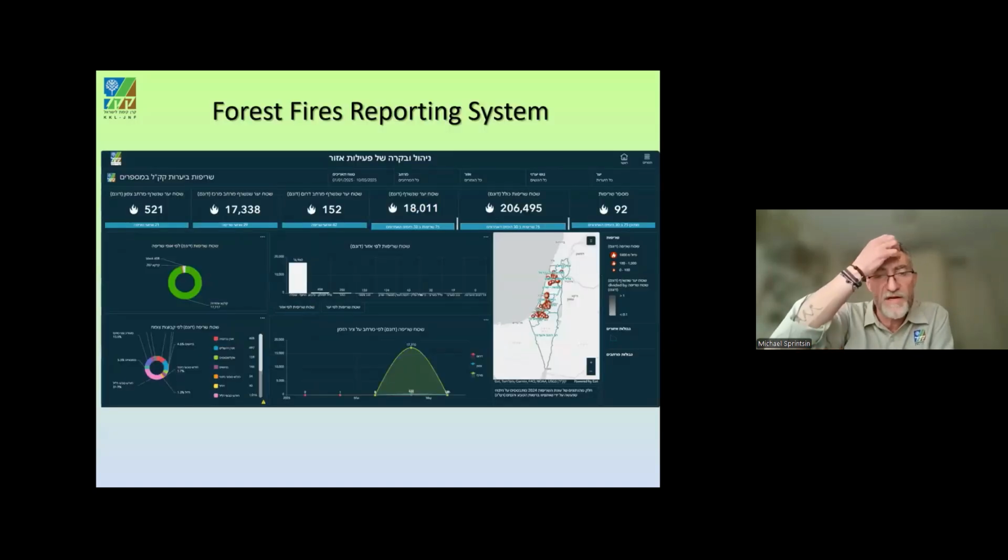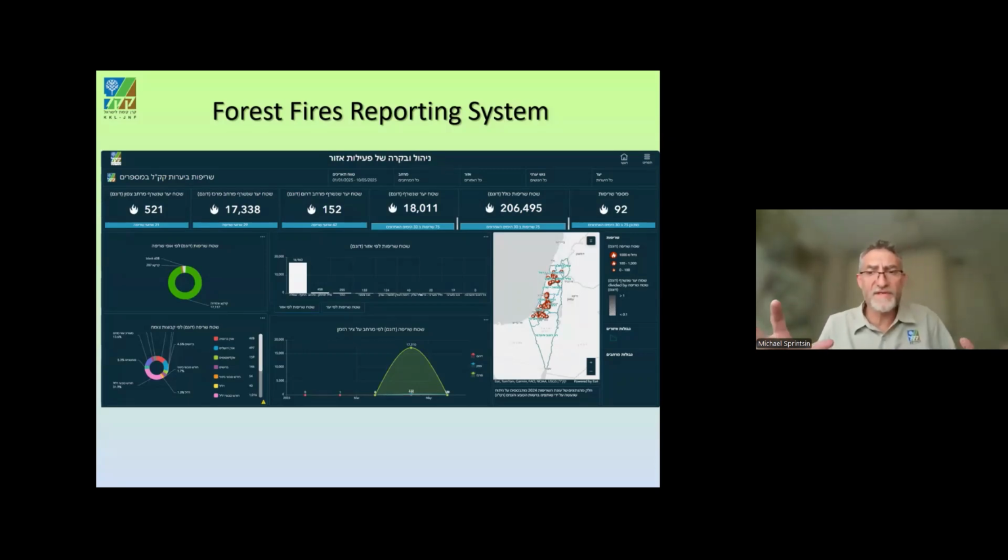To summarize the fire part, we have a forest fire reporting system that has collected the fire database since 2016. Every fire is detected, mapped, managed, and inserted and stored in this system. Everything here is in Hebrew, but it is available to the general public, with some statistics. We plan to translate it into English to make it more suitable for the world.